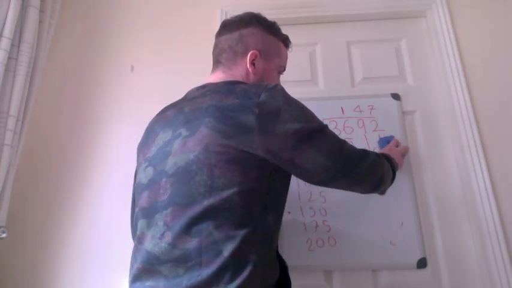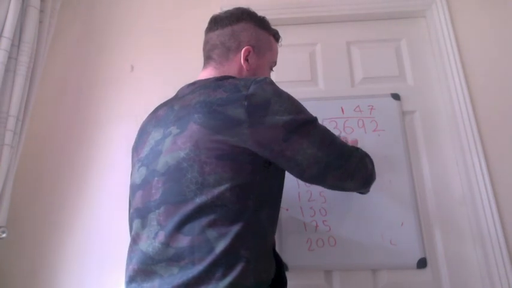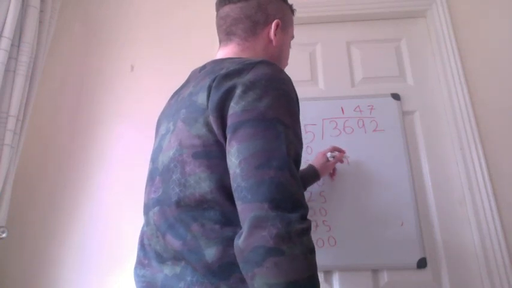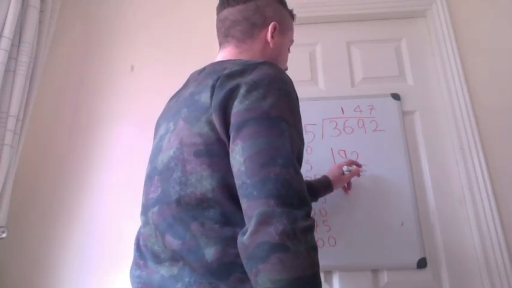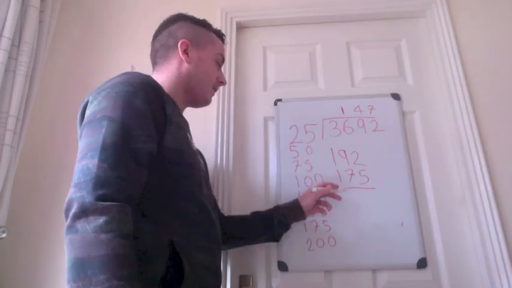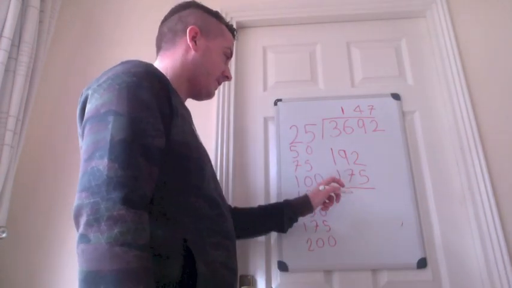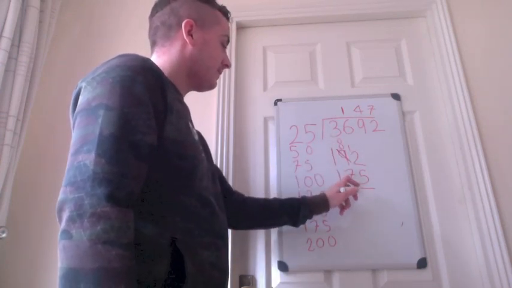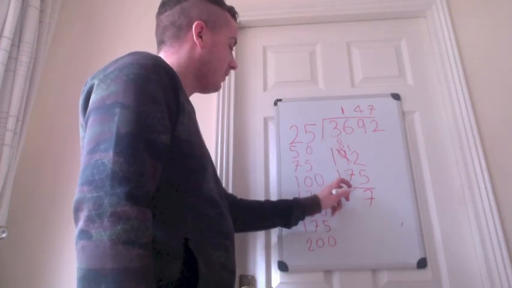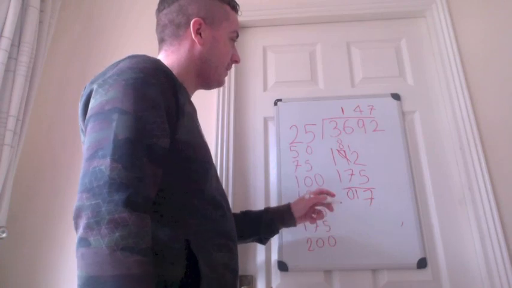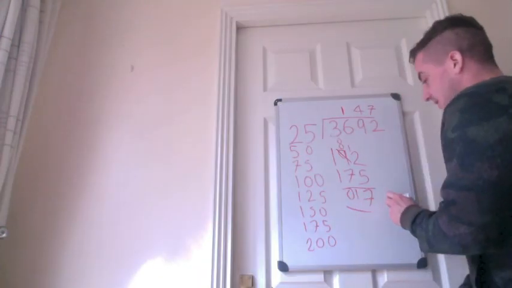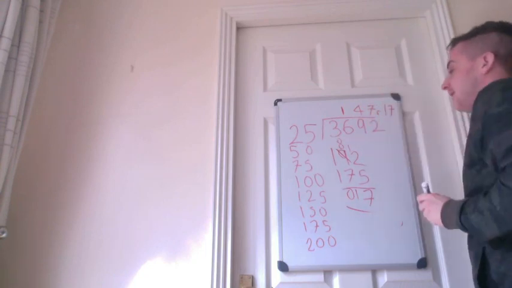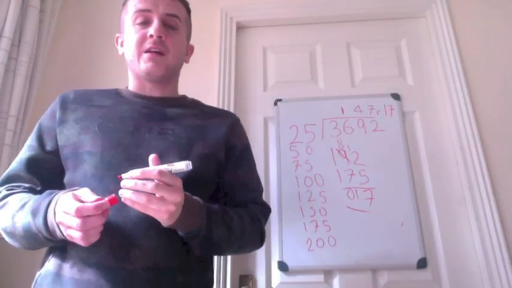Get rid of some of these calculations. So let's take this out. So you can't do 2 take away 5, so you borrow from here. That becomes 8, that becomes 12. This becomes 7. This becomes 1, this becomes 0. So my answer being 147 with a remainder of 17. Brilliant. That's our third and final question done.